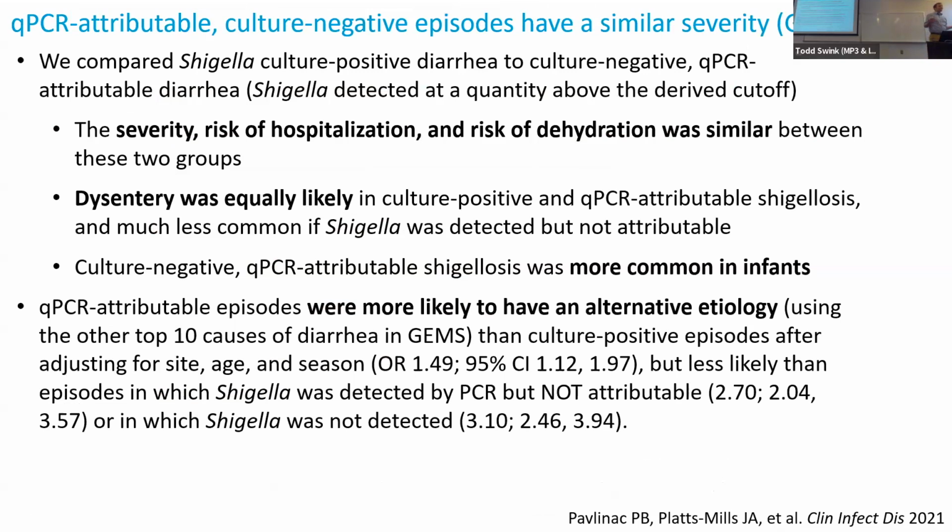We also looked at the clinical phenotype and characteristics of this additional culture-negative shigellosis that meets our cutoff. This was work that we did with Patty Pavlinac, who's at the University of Washington, in the GEMS study, and she described a similar severity, risk of hospitalization, and risk of dehydration between the two groups. Risk of dysentery was equally likely. The biggest difference is that culture-negative PCR shigellosis was more common in infants. For whatever reason, we pick up more additional Shigella by PCR in infants than in older kids. It could be that older kids get more dysentery and so less watery diarrhea, and culture works a little better on that because it's less diluted.